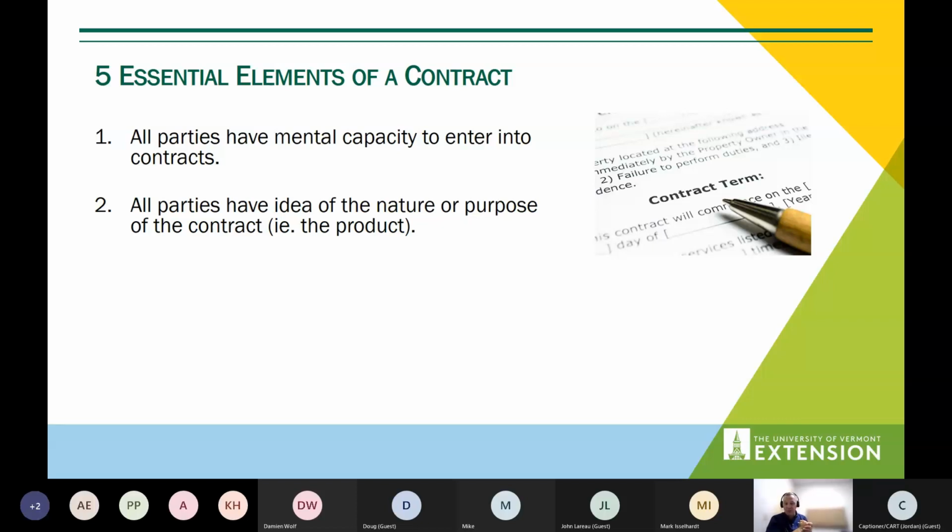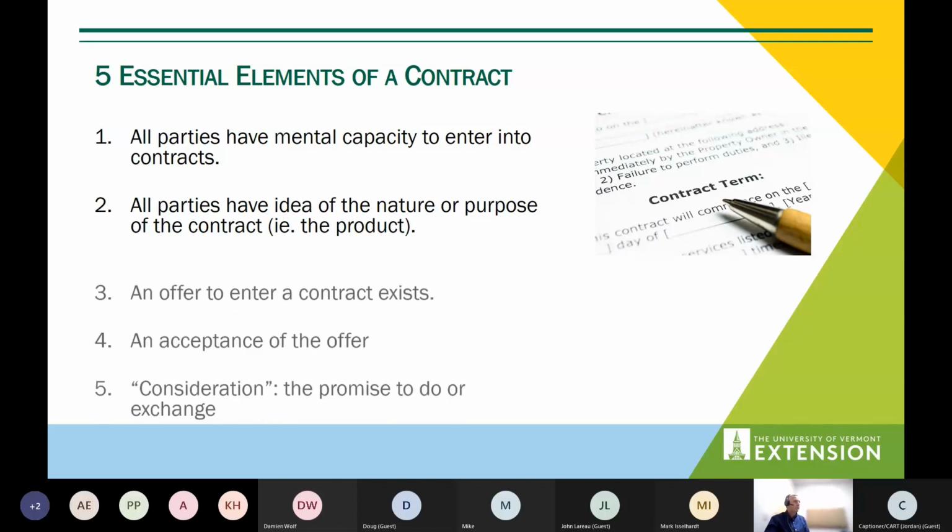I'm sure that could be disputed, and I'm sure it will be in the future, but the general essential element is there, that we want to know who we're dealing with and know that everyone's of sound mind to enter into it. Number 2, all parties have an idea of the nature or purpose of the contract. This is pretty basic from what I read, but if you're talking about selling sap, you need to specify we're talking about selling sap. We're not talking about selling syrup in a barrel. And so being specific so that both parties are firmly understanding what it is we're talking about here.